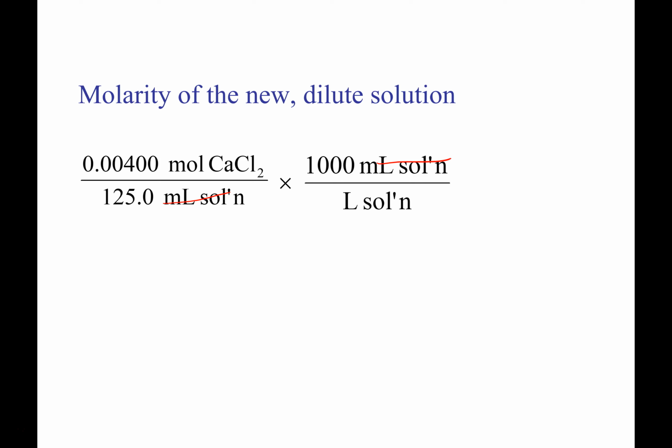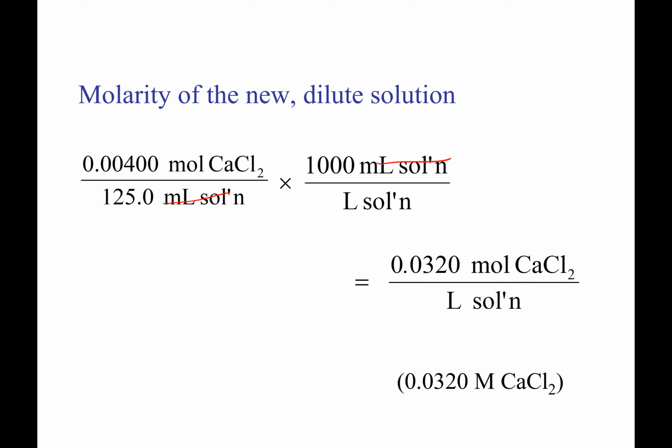Looks like I missed a 0 in my figure here, 125.0 milliliters. But it looks like we're allowed 3 significant figures because of those trailing zeros after the decimal. So you're looking at 0.0320 moles of calcium chloride per 1 liter of solution. And as I've said before, I probably just use the letter M for molarity. We'd say it's 0.0320 molar calcium chloride.